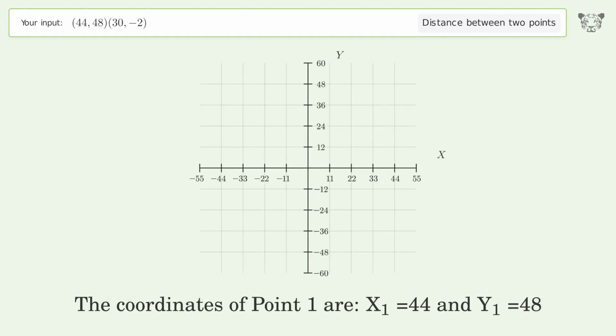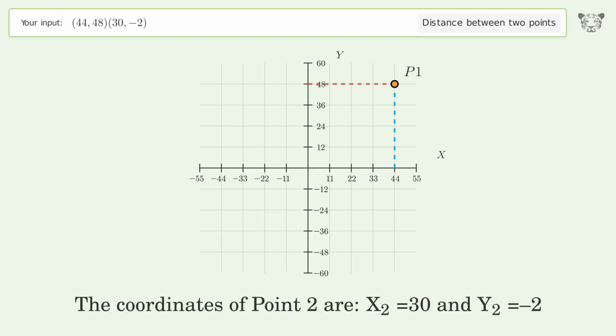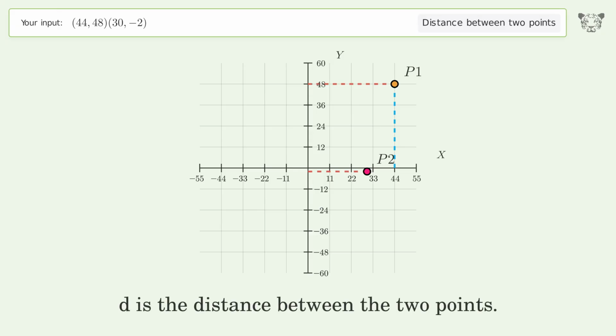The coordinates of point 1 are x1 equals 44 and y1 equals 48. The coordinates of point 2 are x2 equals 30 and y2 equals -2. D is the distance between the 2 points.